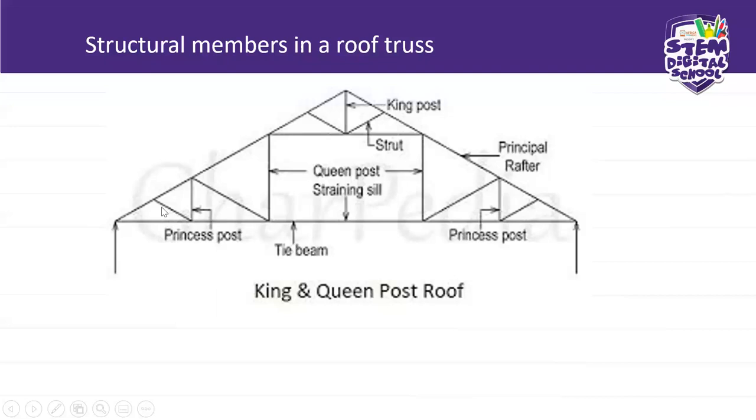Make sure that there are no termites, because if something happens to these principal rafters, what will happen? The roof will collapse. So the principal rafters are what is really giving shape to the roof. Okay.